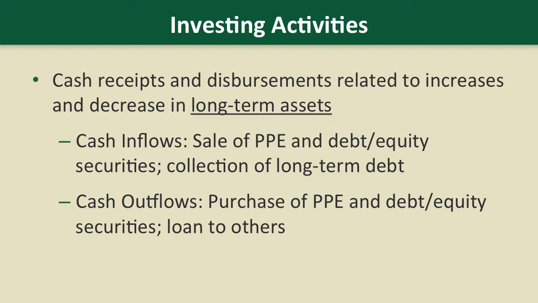Next section is the investing section. The investing section is dealing with the cash inflows and outflows of your long-term assets. Long-term assets include, for example, property, plant, equipment, debt or equity securities, and long-term debts. Cash inflows in this section include money from selling your property, plant, equipment, from selling your debt and/or equity securities, and from collecting long-term debt. Cash outflows include payments for the purchase of property, plant, equipment, for the debt and equity securities of other companies, and also the outflows related with your loans to other entities.